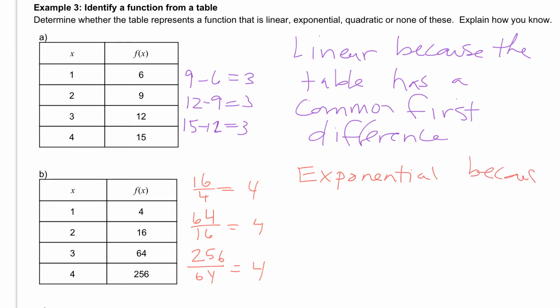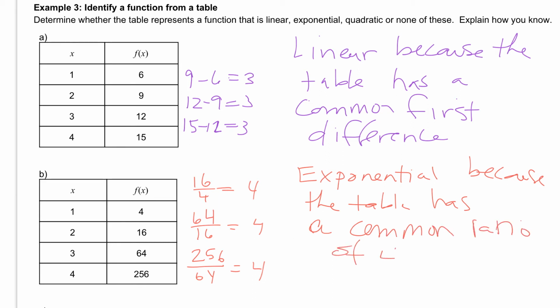because the table has a common ratio of 4. And actually, I'm going to go back up to example 3 here, and let's specify what that common difference is. It has a common first difference of 3.